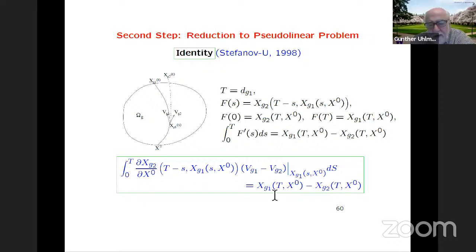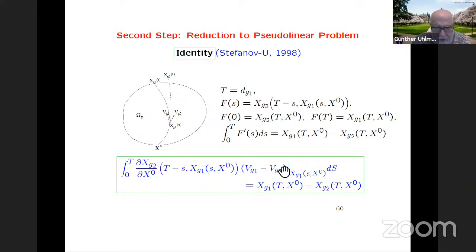So this is what we know. X_g1 is the endpoint of the geodesic with direction g1, and this is the endpoint of the geodesic g2 with direction X0. X0 is a point and a direction. Capital X0 indicates a point and a direction. So this is a nice identity just obtained by the fundamental theorem of calculus. And these are the two vector fields and so on.